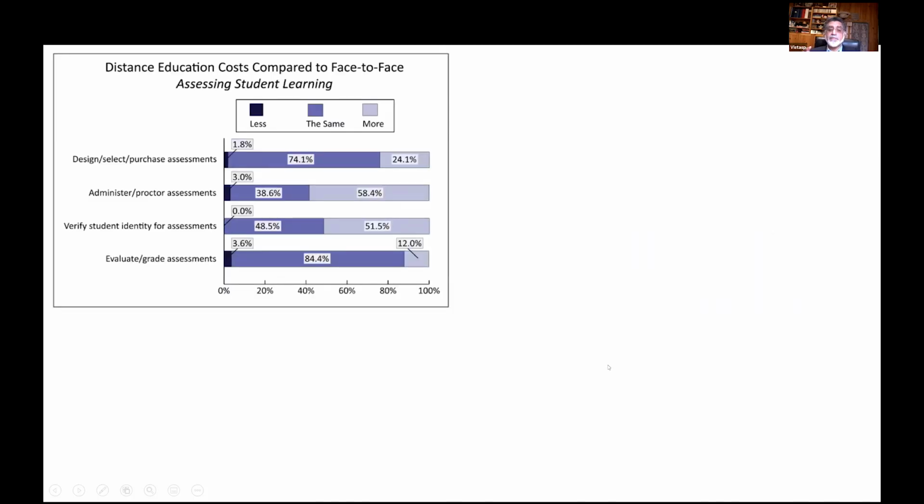If you look at costs compared to face-to-face on assessing student learning, you again see that the administration and the proctoring of assessments and verifying student identities is a little bit more expensive. We have to keep in mind that there's lots of discussion going on in this area in terms of privacy issues, and we haven't quite figured out the ideal way to assure the integrity of the academics versus the privacy issues that we have with students. And this is going to be an ongoing discussion and a very, very important one that needs to be kept in mind.